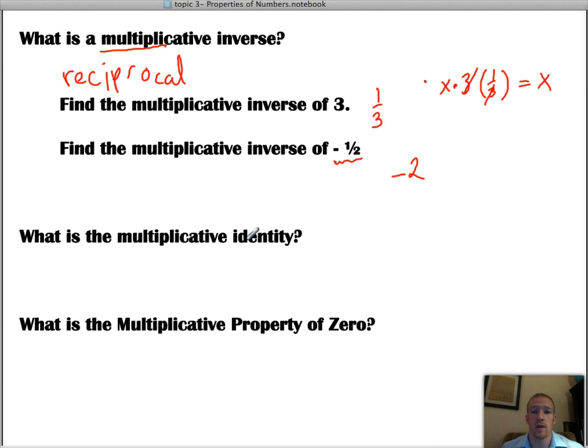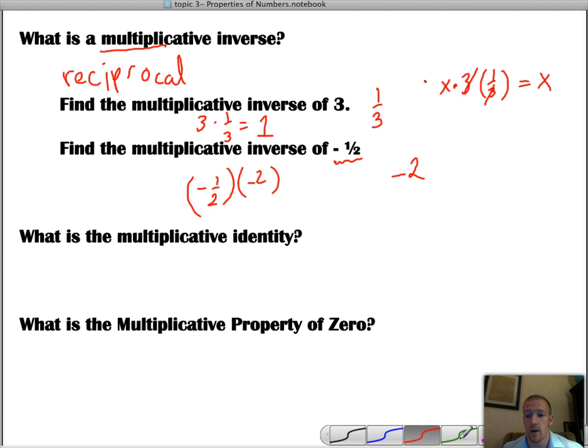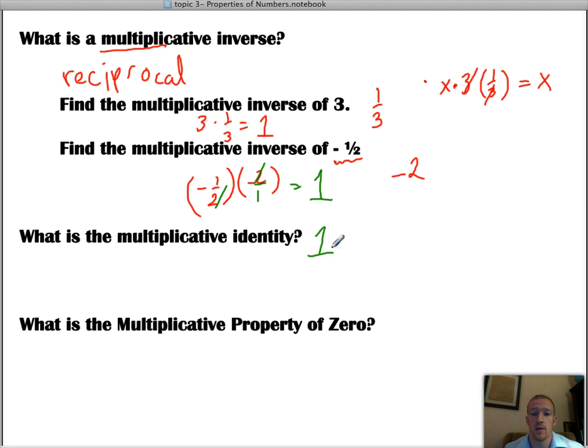So what is the multiplicative identity? Well, it's what you get when you multiply two inverses. So what did we get when we did 3 times 1/3? That equals 1. What do you get when you do -1/2 times -2? Right, if we want to use our fraction rules, in case you forget, 2/1. These reduce, a negative times a negative is a +1. So the multiplicative identity is 1.